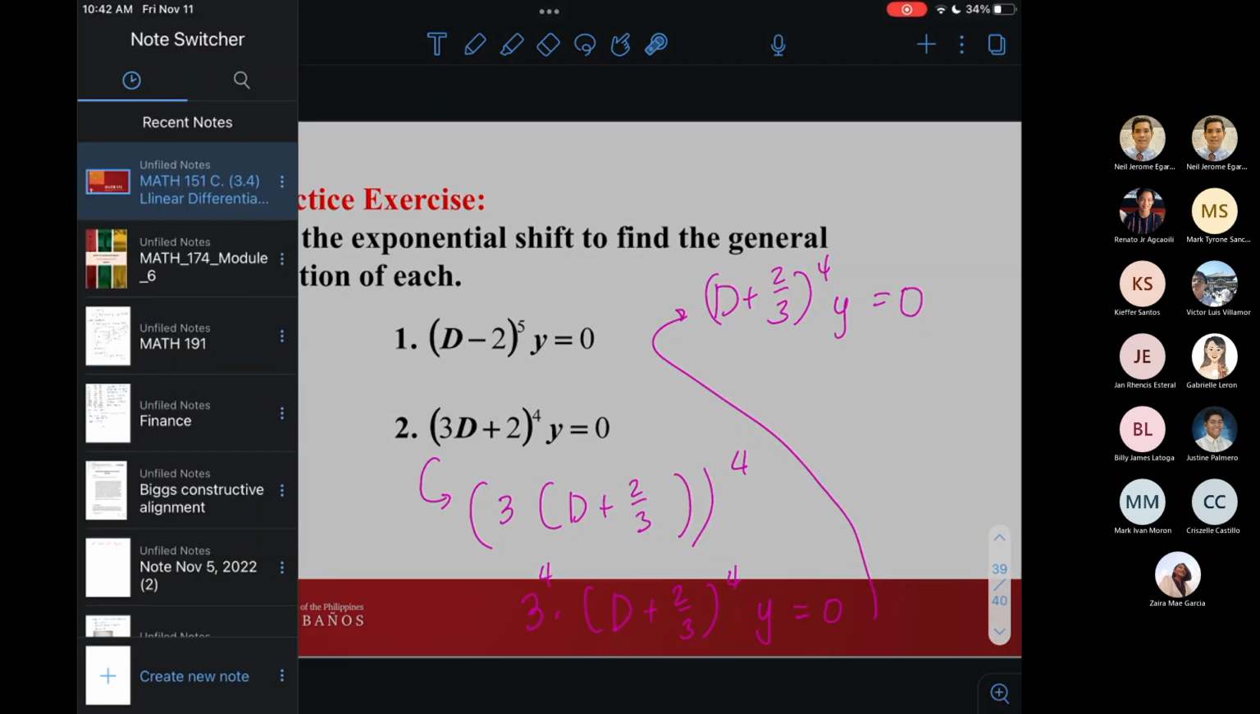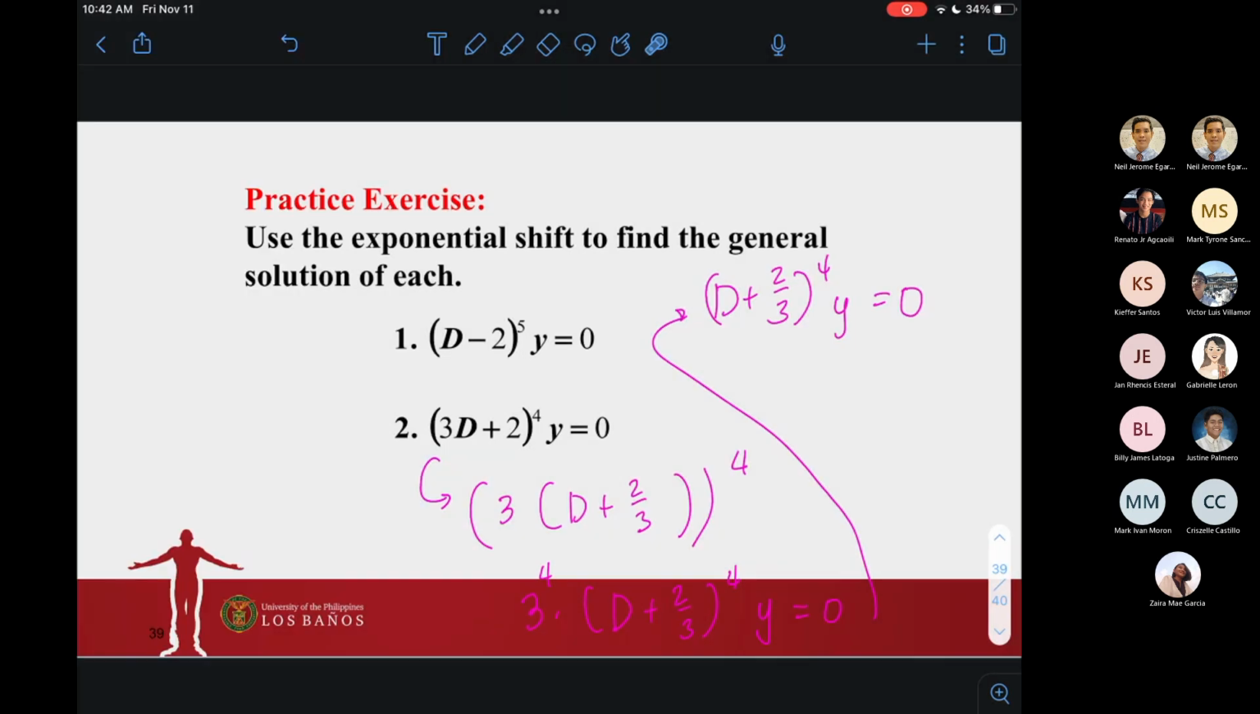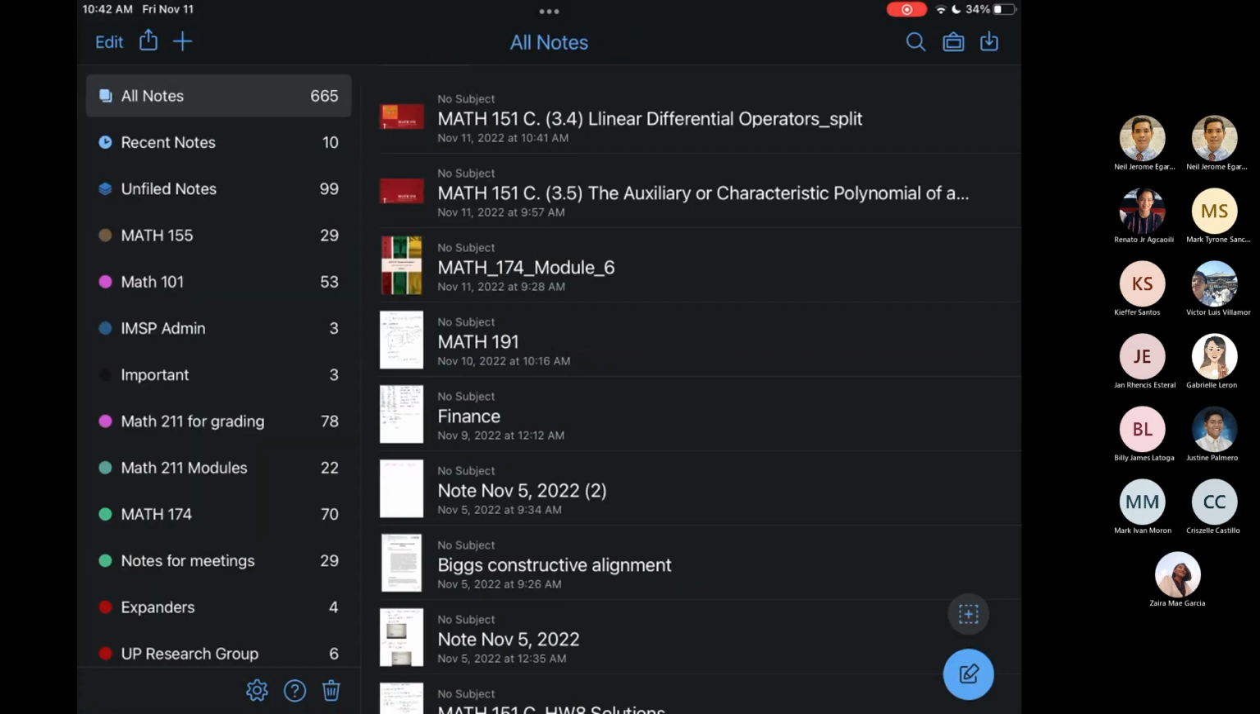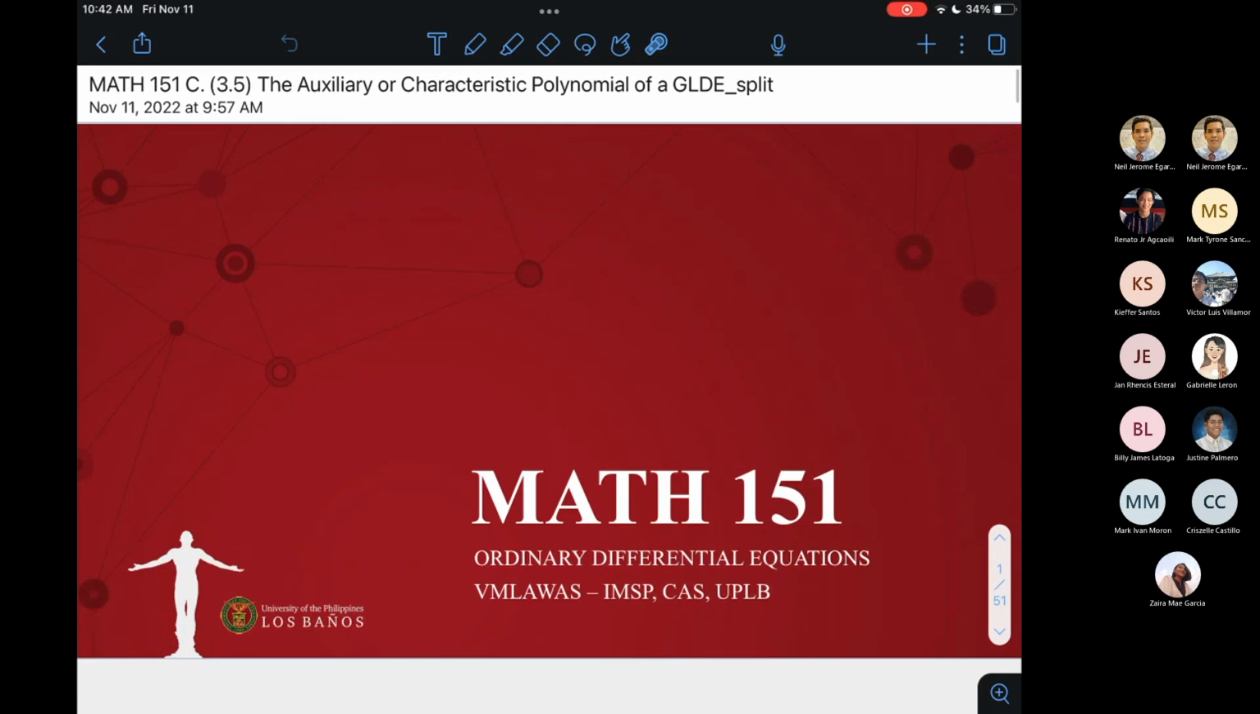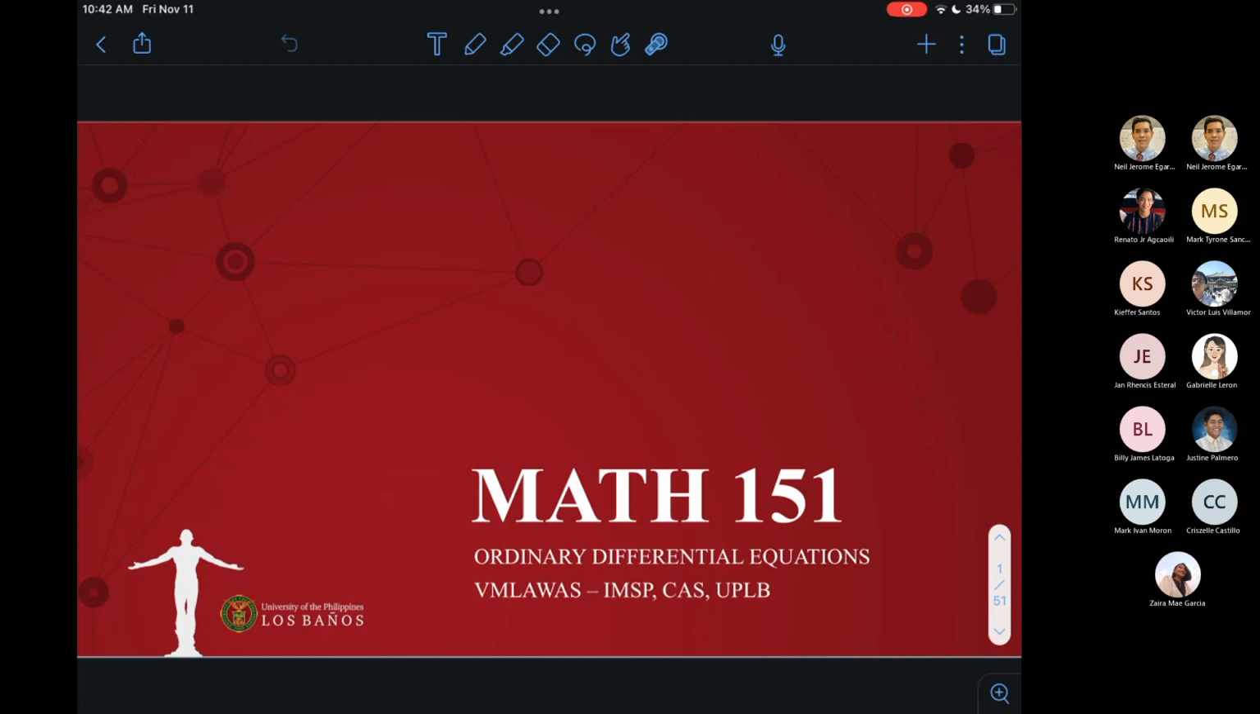So, punta na tayo dun sa last set of slides for the midterm exam. This is section 3.5. Titingnan naman natin yung generic na way ng pagko-compute ng solutions sa GLDE when you have an auxiliary polynomial with constant coefficients.